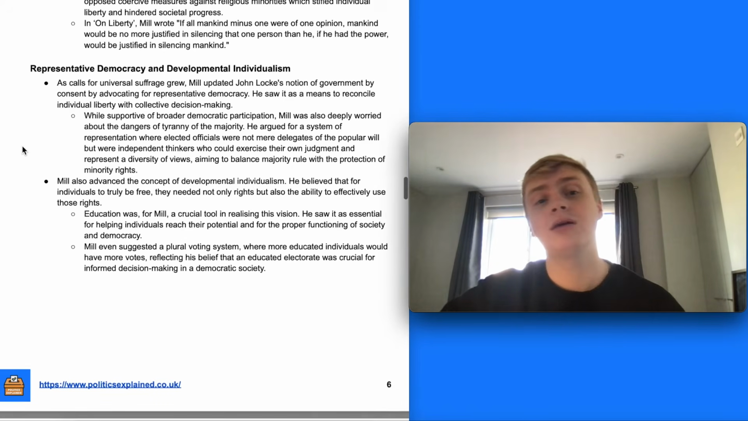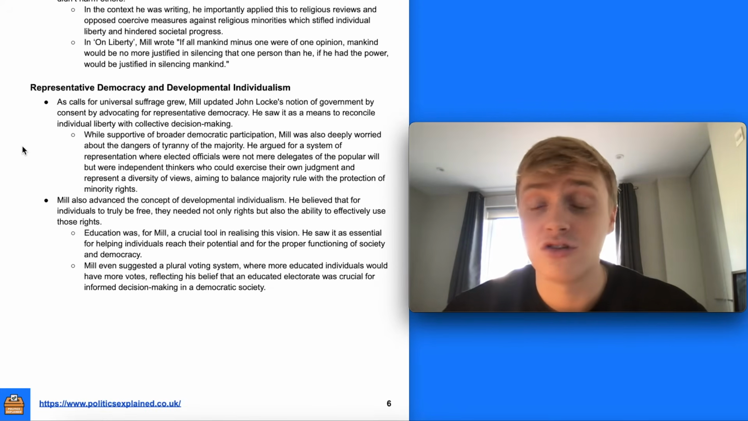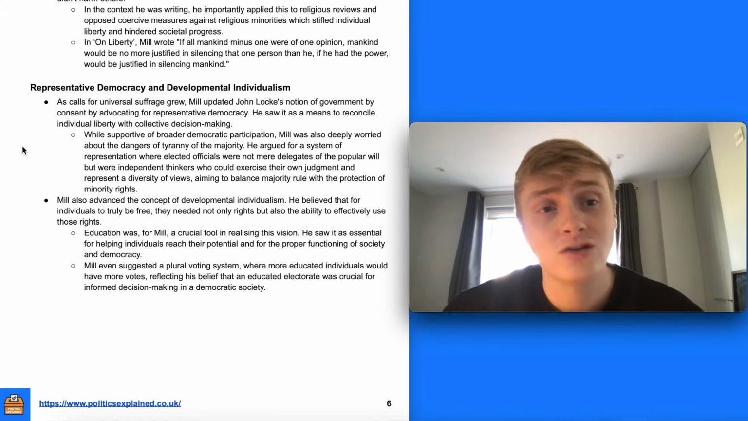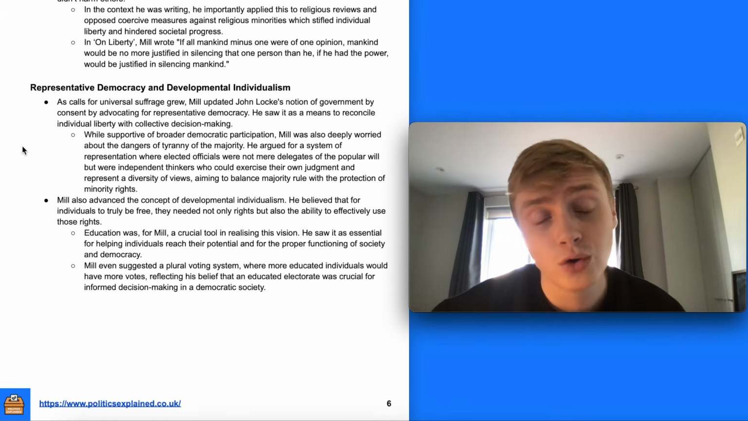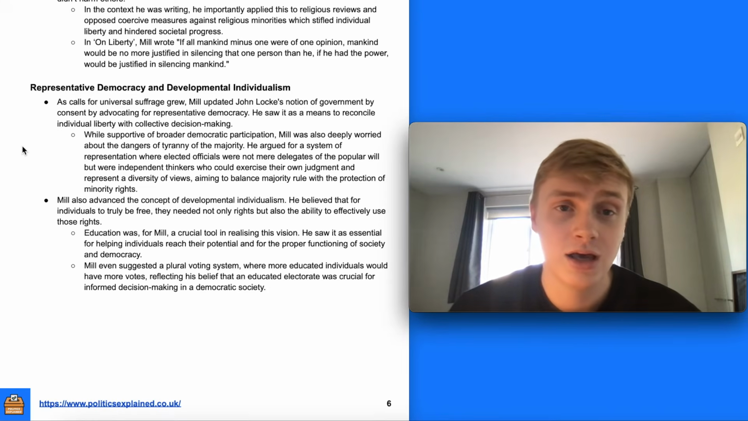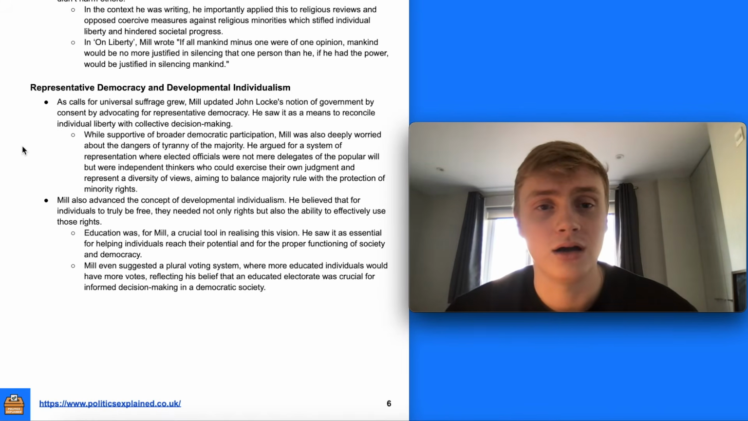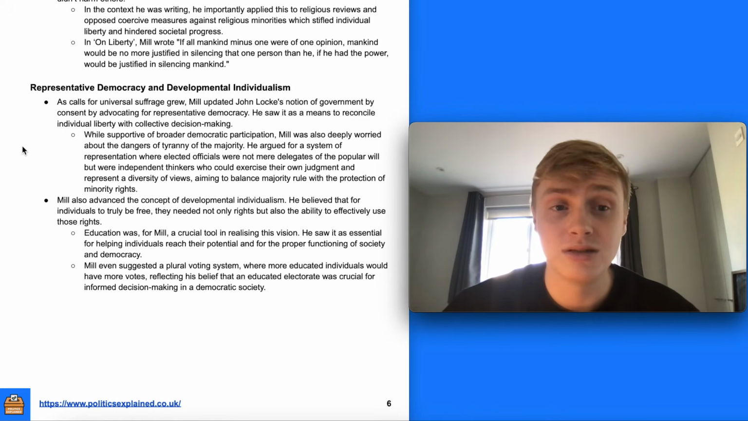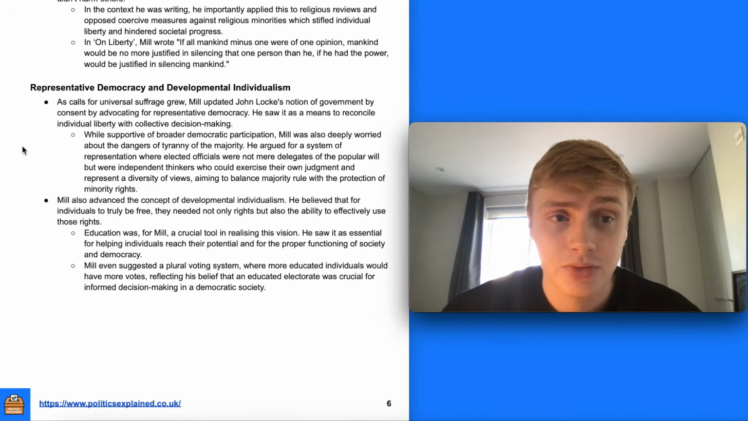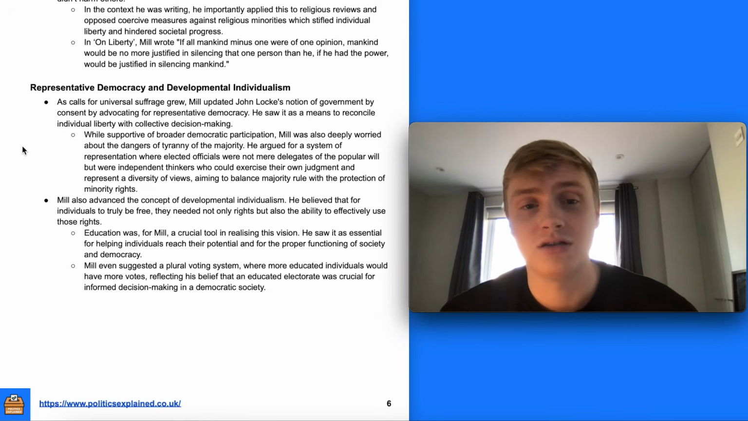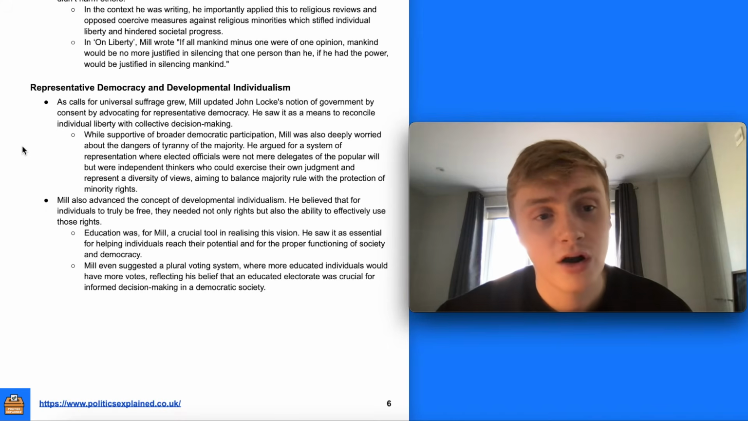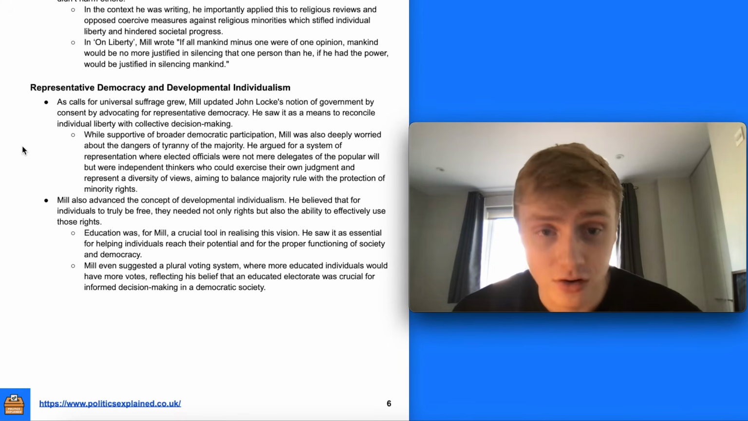Another key idea of his was representative democracy and developmental individualism. So as calls for universal suffrage grew when he was writing, particularly with the Chartist movement, he updated Locke's notion of government by consent by advocating for representative democracy, seeing it as a means to reconcile individual liberty with collective decision-making. And while supportive of broader democratic participation, Mill was also deeply worried about the dangers of tyranny of the majority.